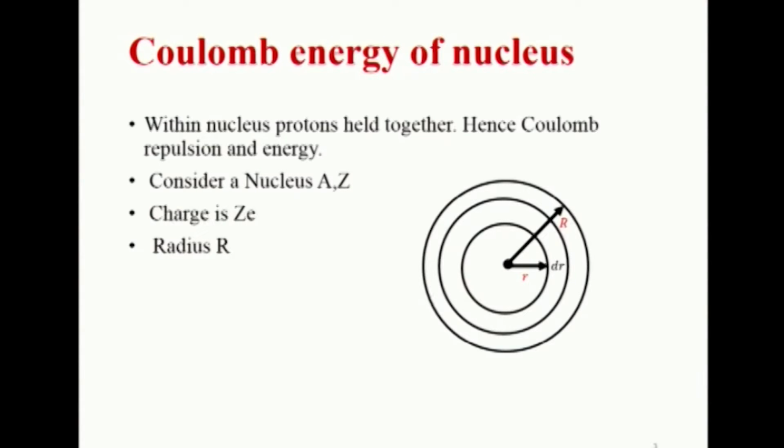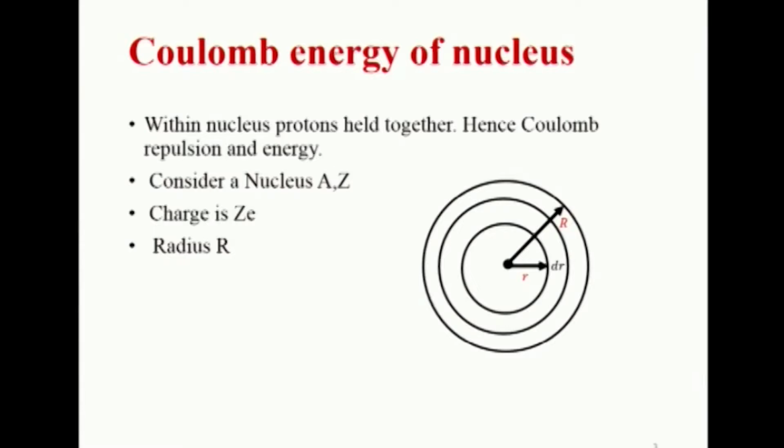When you say Coulomb energy of a nucleus, within the nucleus there are protons. Of course, we have got neutrons also, but protons are positively charged particles. Therefore, there will be Coulomb repulsion and they will be repelling, going away from each other. Hence, there will be Coulomb repulsive energy. Therefore, we want to calculate what is the repulsive energy or Coulomb energy inside a nucleus.